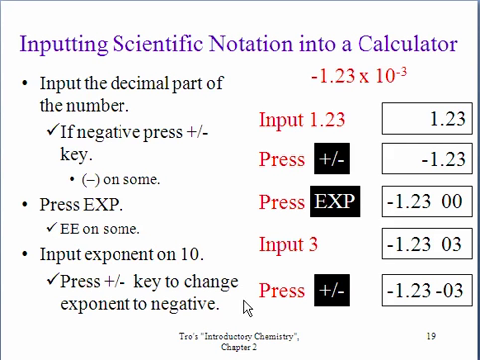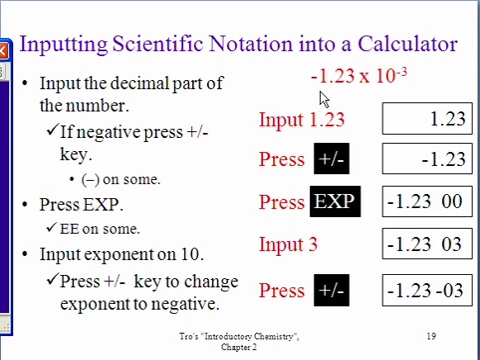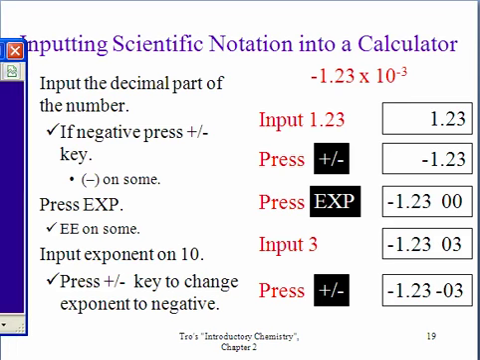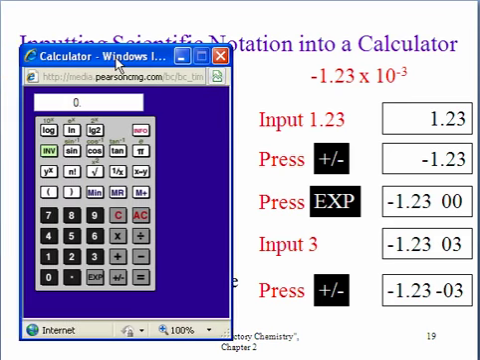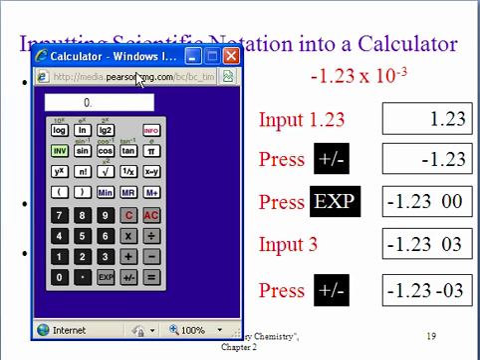So let's take a look now at how to input scientific notation into your calculator. This is going to be critical. And what we're going to look at is putting this value, negative 1.23 times 10 to the negative third, correctly into the calculator. Now this is why you need a scientific calculator, because a scientific calculator will allow you to handle scientific notation very easily.